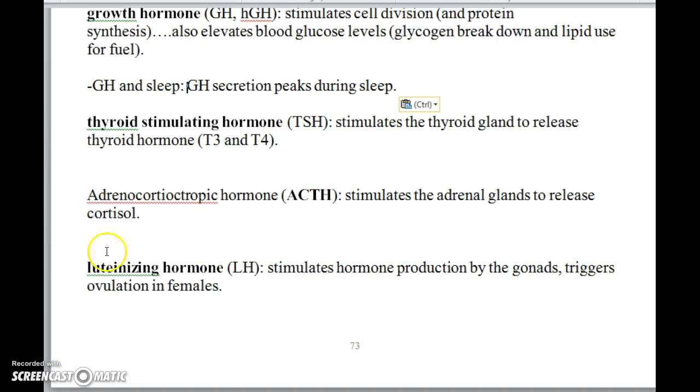ACTH, adrenocorticotropic hormone. It stimulates the adrenal gland to release another hormone called cortisol. Adrenocorticotropic, if you break up the word: adreno for the adrenal gland, cortico, which we'll see later, is a part of the adrenal gland. It's the outer part of it, where this hormone is produced. And tropic means to act on. So it's a hormone that acts on the adrenal gland. Another good name.